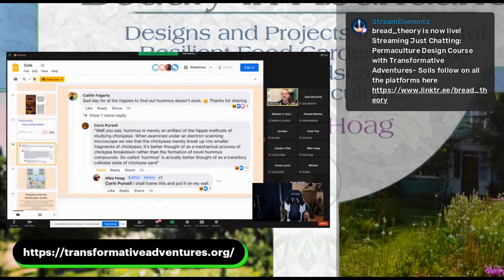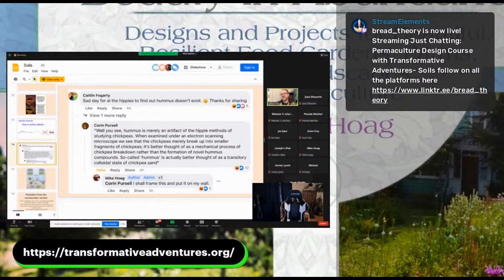It turns out, when examined under an electron scanning microscope, we see that chickpeas merely break up into smaller fragments of chickpeas. It's better thought of as a mechanical process of chickpea breakdown rather than the formation of novel hummus compounds. So-called hummus is actually better thought of as a transitory colloidal state of chickpea sand. It's exactly the idea of what we now know happens with humus, with carbon.